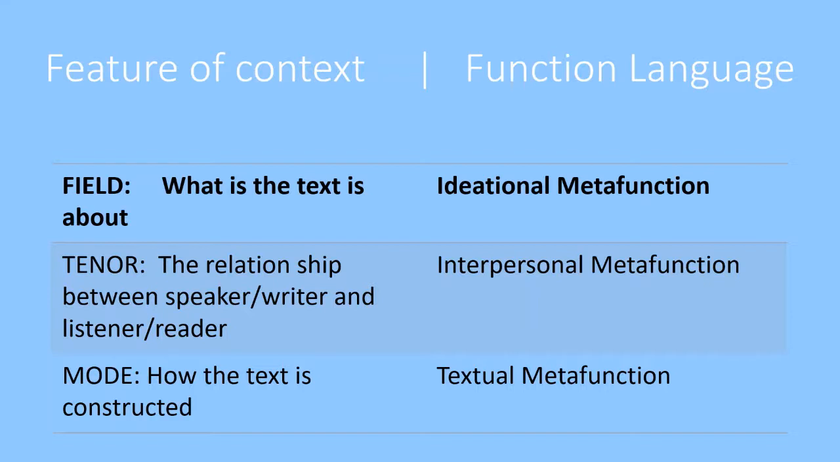These functions are called the ideational, the interpersonal, and the textual metafunctions. So in the field, we can see what the text is about, and the function of language here is the ideational metafunction. In the tenor, we can see the relationship between speaker and listener, or writer and reader. So it's the interpersonal metafunction. And in the mode, we can see how the text is constructed. So the function of language is the textual metafunction.